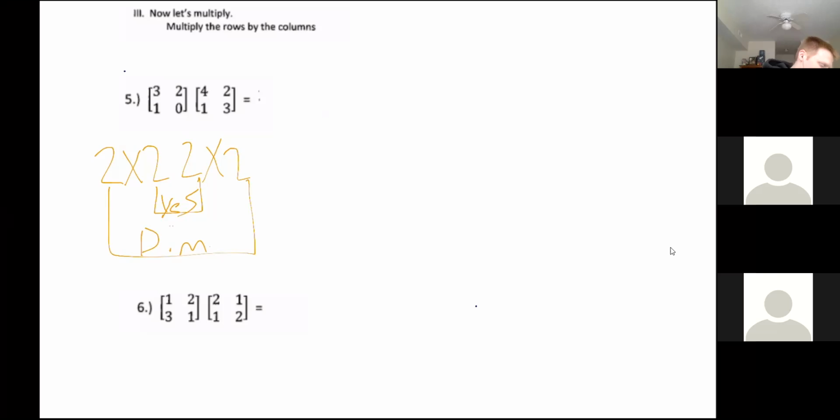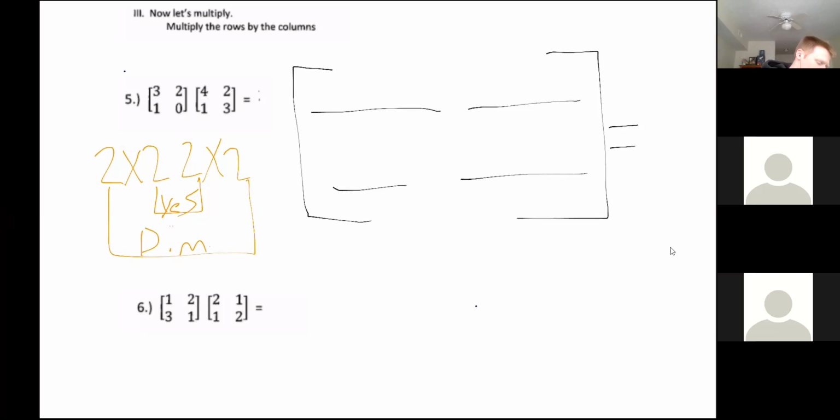So we're going to work this out. We're going to see it's not maybe as simple as you might think. You might think you just multiply, for example, the 3 times the 4, the 2 times the 2. That's not how you multiply matrices. We're going to have to look at the rows and columns. So I'm going to draw a giant matrix just because I need space because I write big. Our answer is going to be a 2 by 2 matrix, so we're going to have these 4 spots in our matrix.